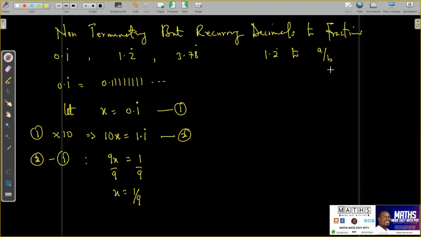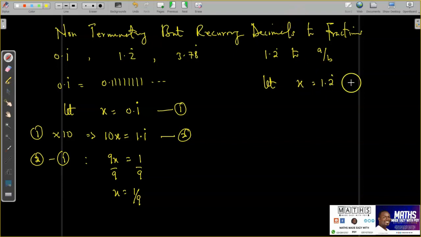What is the first step I said you should consider? What must you do? Create an equation. So we let our question be equated to a variable. Let's call the variable x. So x equals 1.2 recurring. In this case, if you have only one digit after the decimal point recurring, then you must transpose one of the recurring digits to join the whole number section.